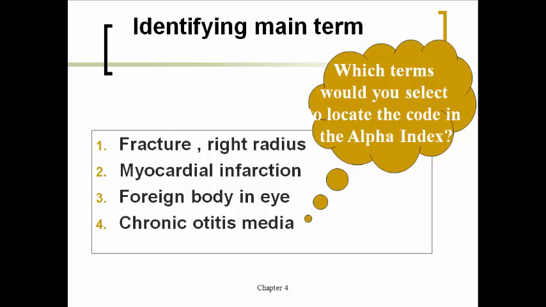For number 1, we have fracture right radius. What's the main term? It would be fracture, since radius describes the location or anatomical site. How about myocardial infarction? If you thought it was infarction, you're correct, because myocardial describes the type of infarction. How about foreign body and eye? Well, it can't be eye, so the main term is foreign body.